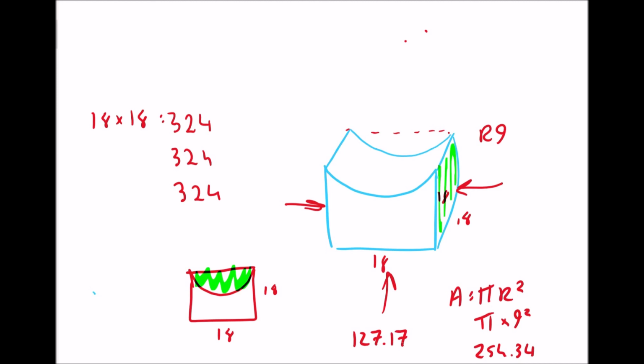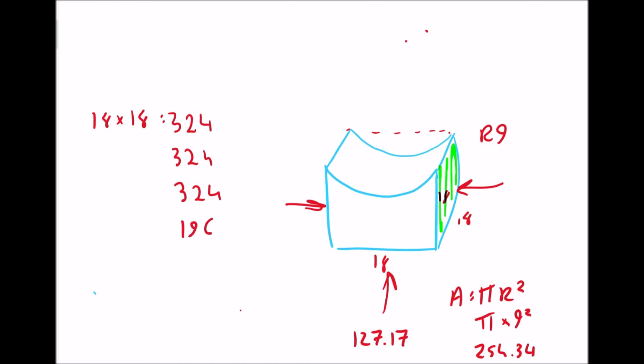So we take our 324 because that's the whole thing. So 324 minus 127.17, and we get 196.83, and the same at the back, 196.83. So if we add all them up, 324 plus 324 plus 324 plus 196.83 plus 196.83, we get 1365.66, and we're asked to the nearest whole number, so 1366 centimeters squared.